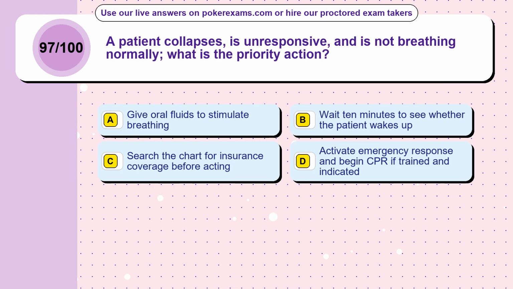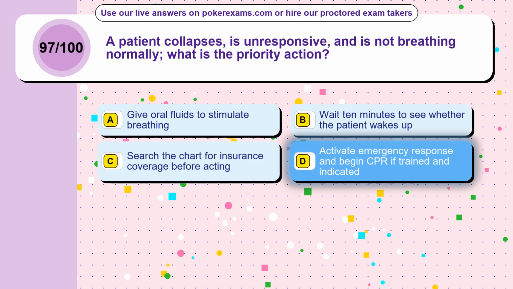Question 97. A patient collapses, is unresponsive, and is not breathing normally. What is the priority action? Option A. Give oral fluids to stimulate breathing. Option B. Wait 10 minutes to see whether the patient wakes up. Option C. Search the chart for insurance coverage before acting. Option D. Activate emergency response and begin CPR if trained and indicated.